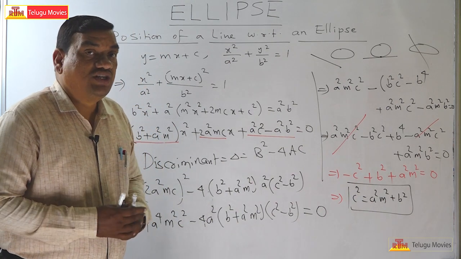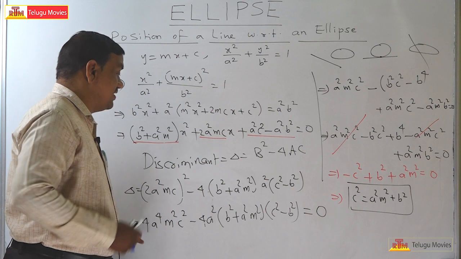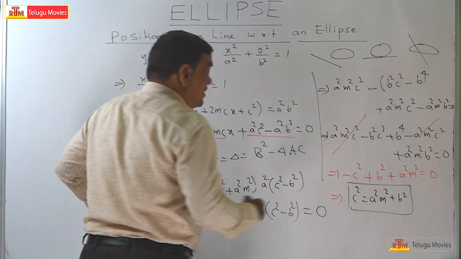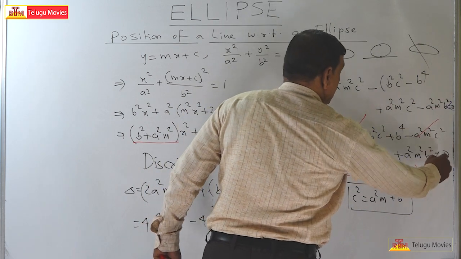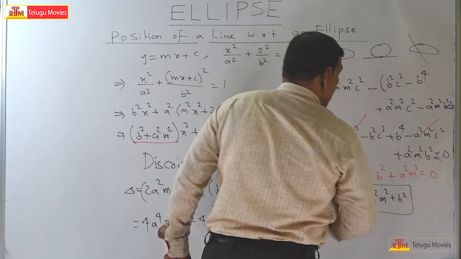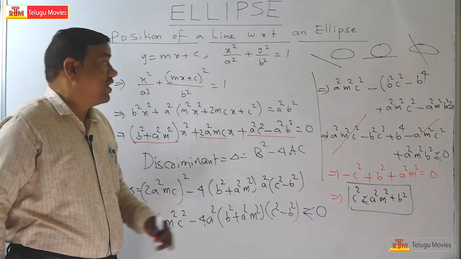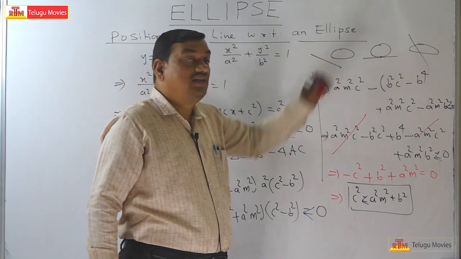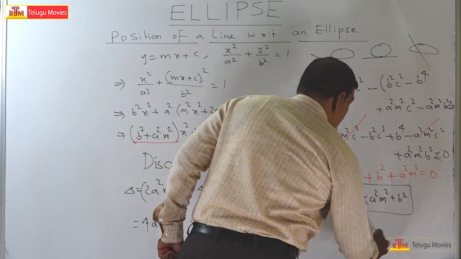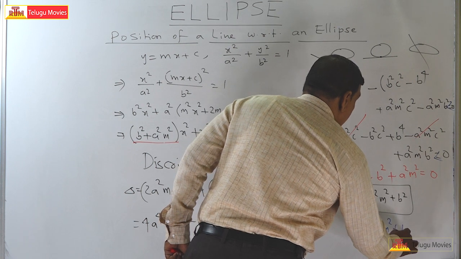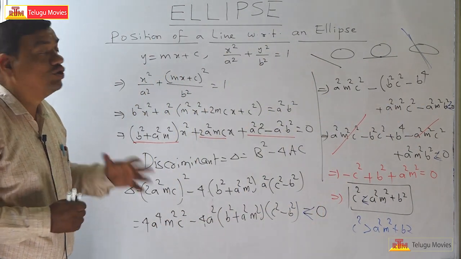If they do not touch each other, what do you get here? The discriminant should be less than 0, and here also you will get less than. If c square is less than a square m square plus b square, then the line does not touch the ellipse. If c square is greater than a square m square plus b square, the line intersects the ellipse at 2 distinct points.